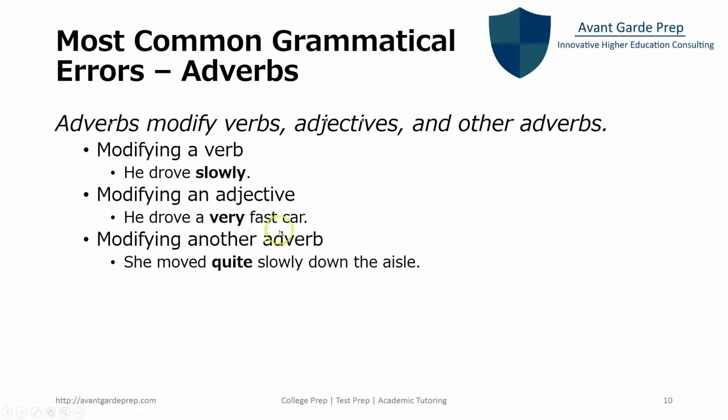What type of fast car did he drive? A very fast car. So fast is already an adjective describing car, and very is modifying the adjective. And then an example of an adverb modifying another adverb, she moved quite slowly down the aisle. Slowly is modifying how she moved, so it's an adverb, and then quite is modifying slowly.